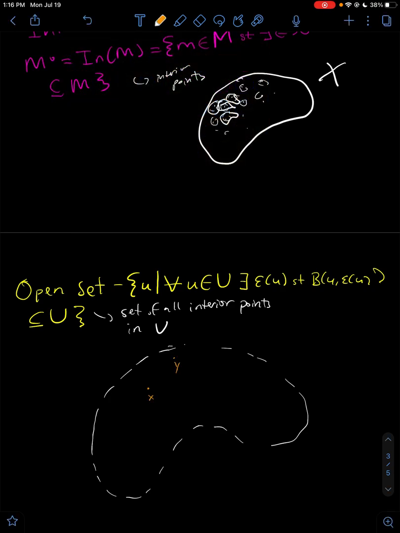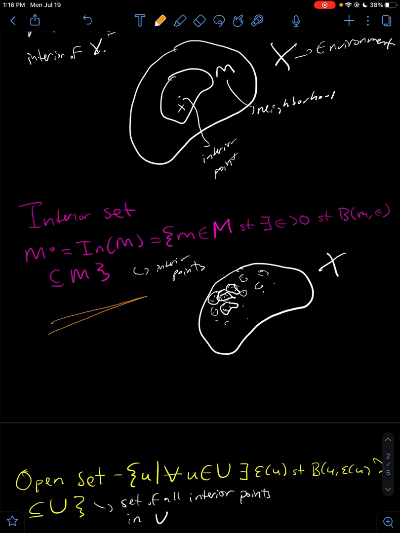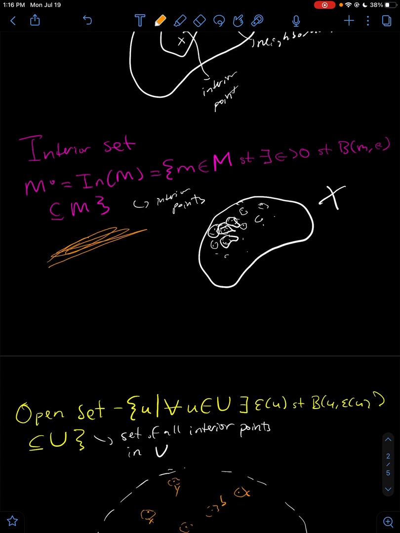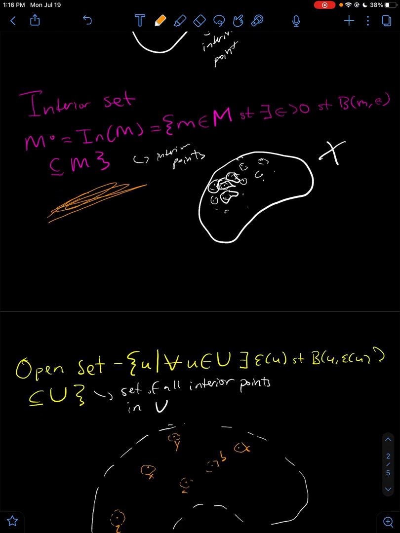Ultimately, it's a set of all points u, right? Like x, y, z, a, b, c, where we can form some ball around those points, with those balls still being inside of U. So really, it's just the interior set, pretty much.